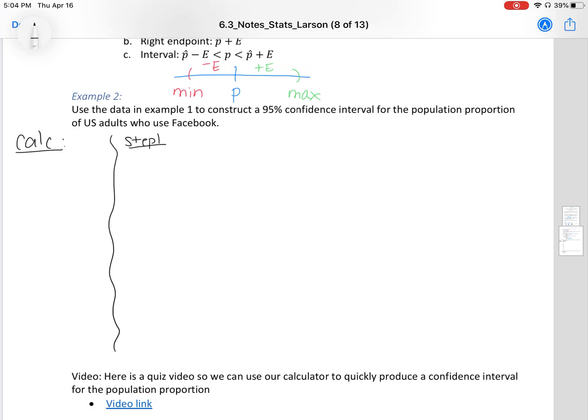Step 1, for example 2, it reads, use the data in example 1 to construct a 95% confidence interval for the population proportion of US adults who use Facebook. All right, so we said that x is our sample, so we have 1054, and n is our total sample size. Step 2, we have to write the proportion, right? So p hat is equal to x over n.